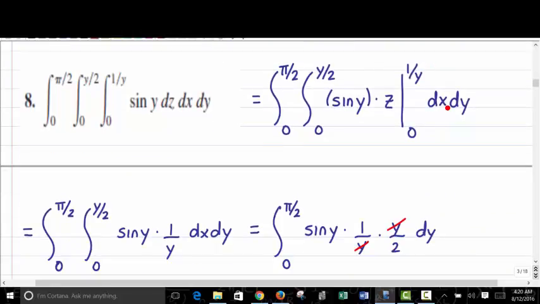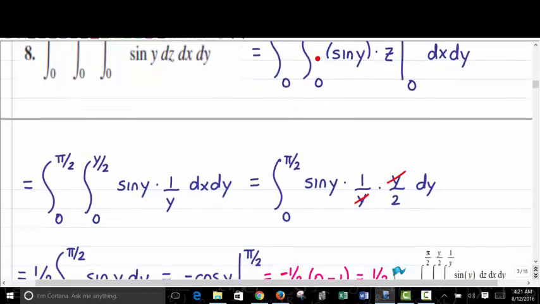Okay, so here's another one where it's just working out the mechanics. And first one, dz, so we have a sine of y, so we can ignore the sine of y. This time I didn't move it between the two integrals, even though I could have. But the antiderivative of dz will be z from 0 to 1 over y, so that just brings in a 1 over y.